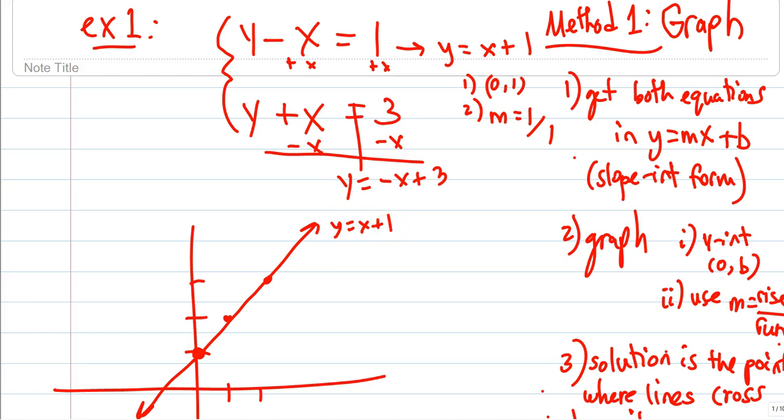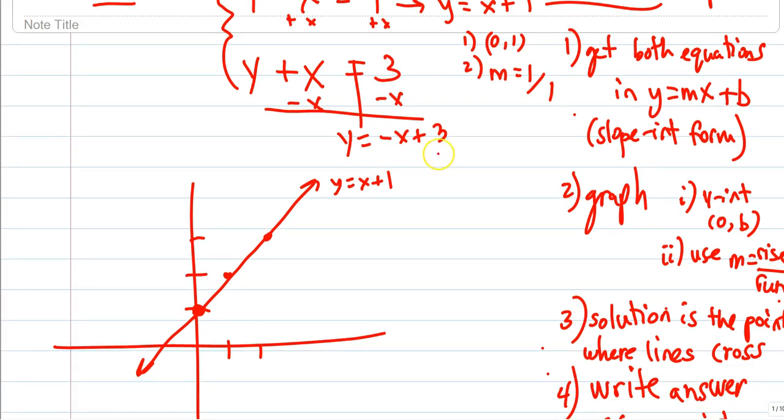The second equation, negative x plus 3, has a y-intercept at 0, comma 3. That's once again the b. So I go 0, 1, 2, 3, and I plot a point. Then from there we'll use our slope, which is negative, no number with the x, so negative 1 over 1. From the y-intercept of 3, we go down 1, right 1, down 1, right 1.